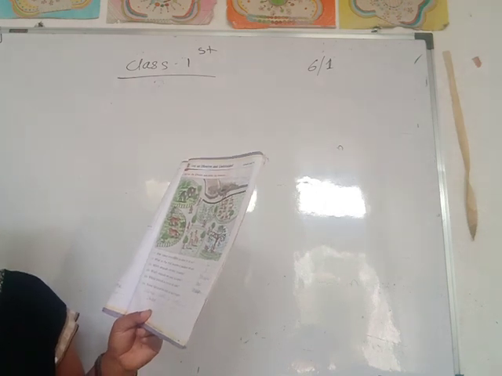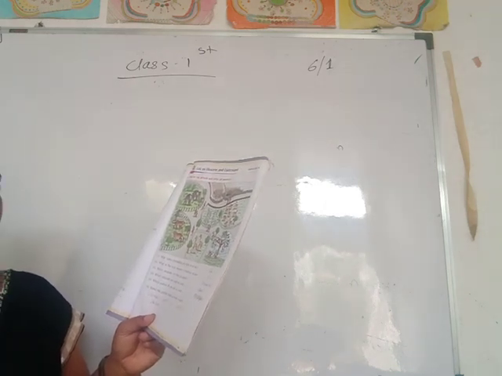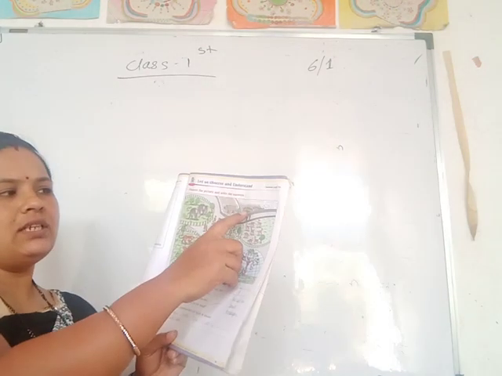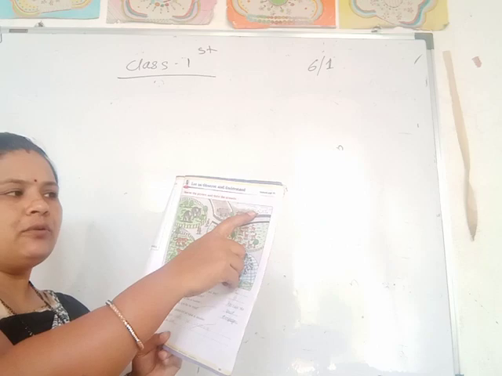Observe this picture. First question, see how many crocodiles are there in the zoo. In this zoo, how many crocodiles do you see here? Crocodiles. Here only 2 crocodiles.